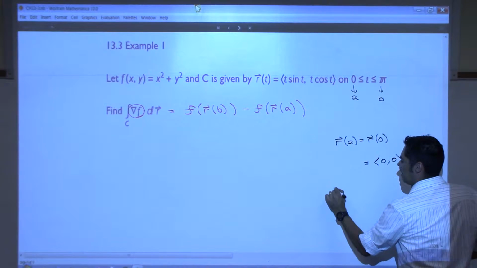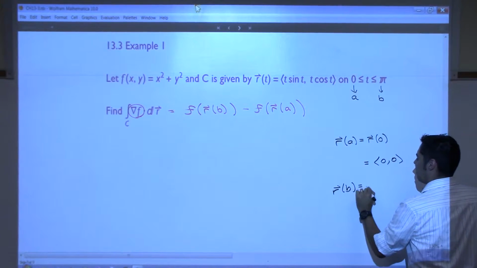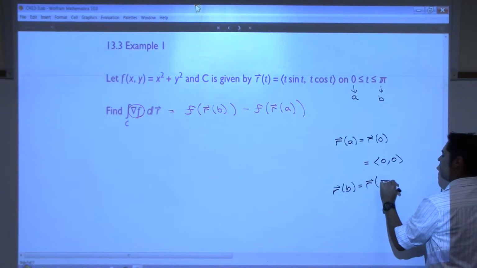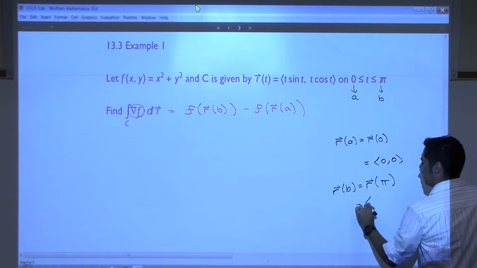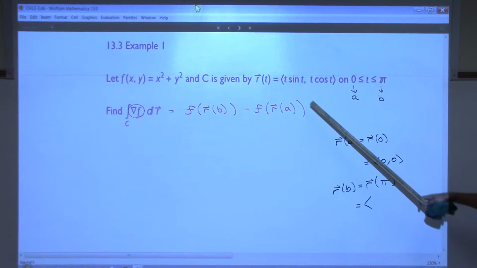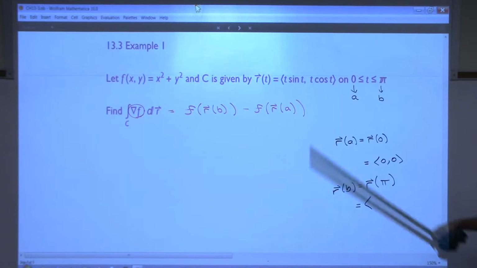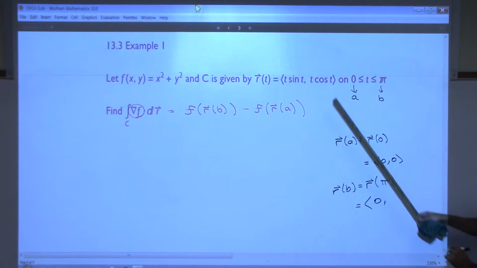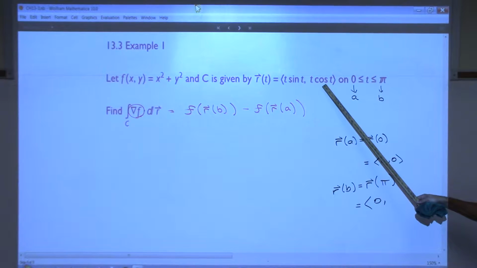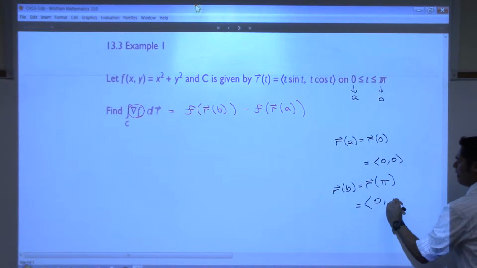Let's figure out what r of b is. That's r of pi, which would give me what? What's sine of pi? 0, so this is 0, and then pi times cosine of pi. Cosine of pi is negative 1, so we get negative pi.